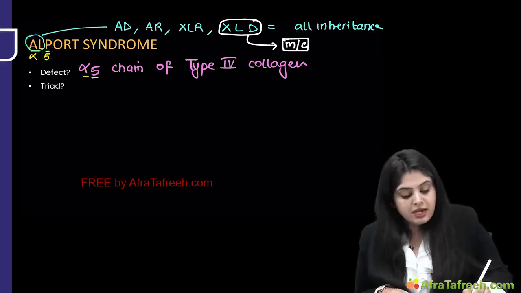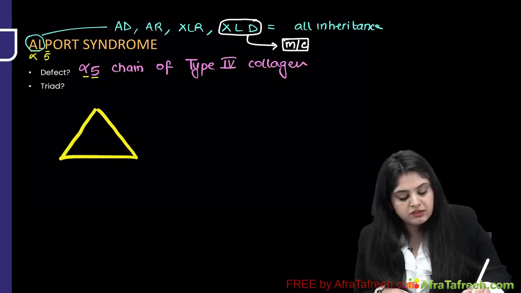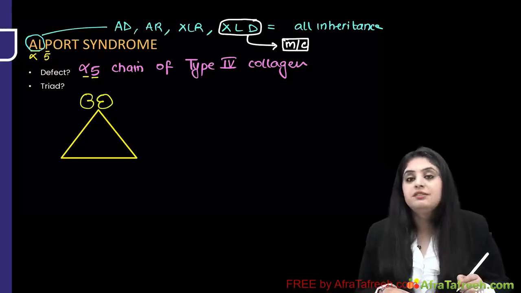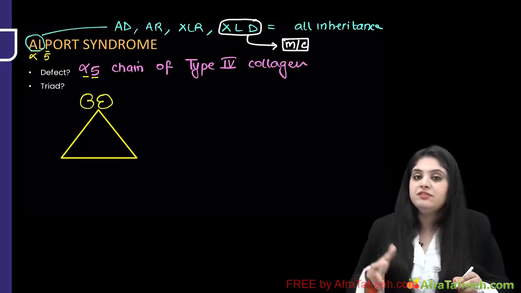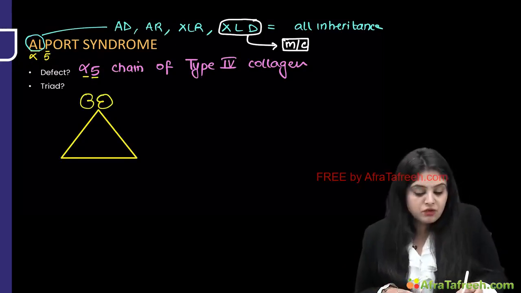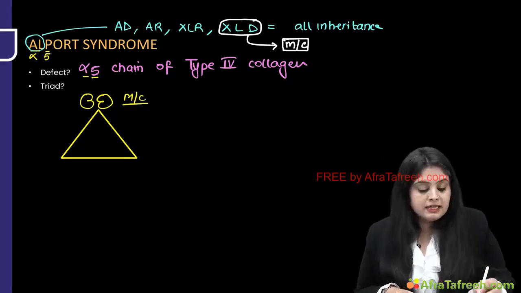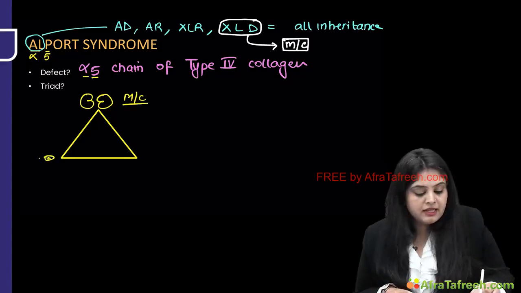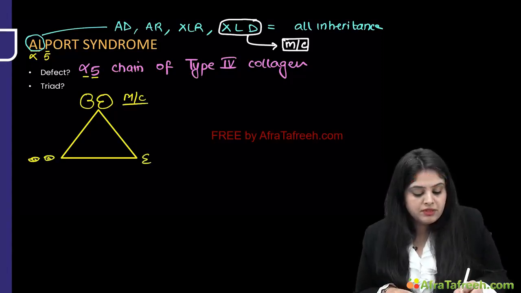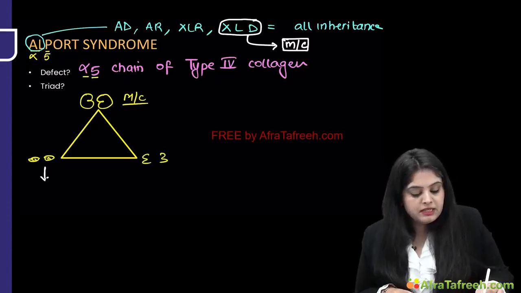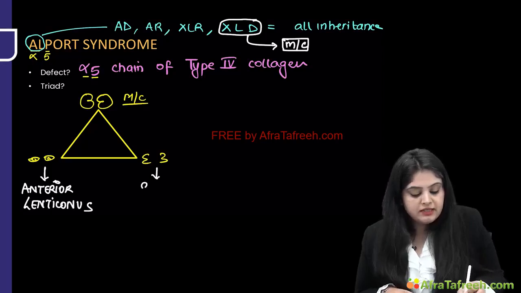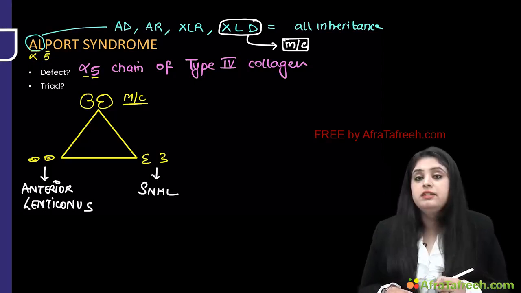The classical triad is what they are going to ask you next. Obviously, there is involvement of the kidney because you are studying the kidney chapter and you have studied that it has the nephritic syndrome. So kidney is the most common, of course. Apart from that, there is going to be a problem in the eyes and a problem in the ears. Please remember, in the eyes, there is anterior lenticonus, and in the ears, there is sensorineural hearing loss.